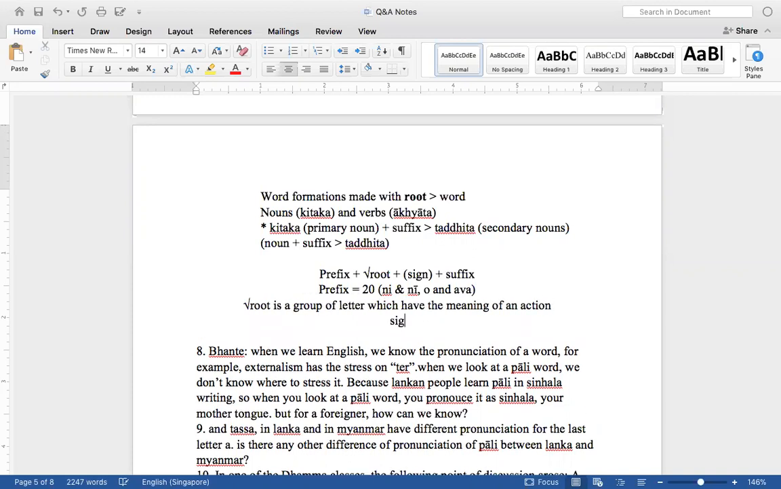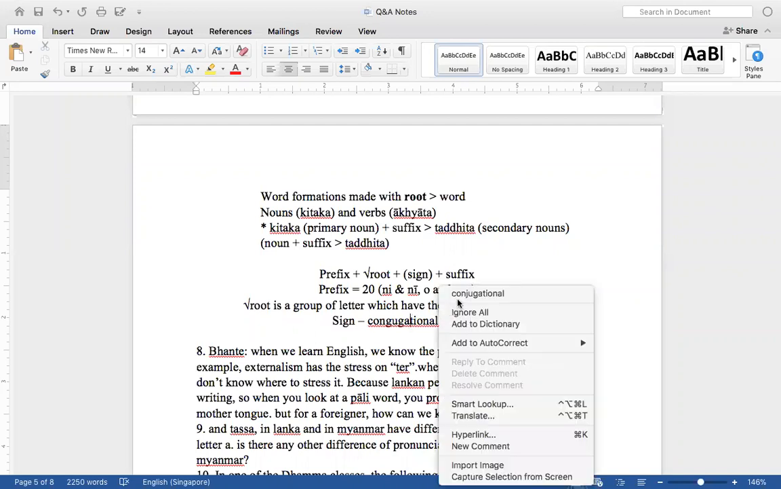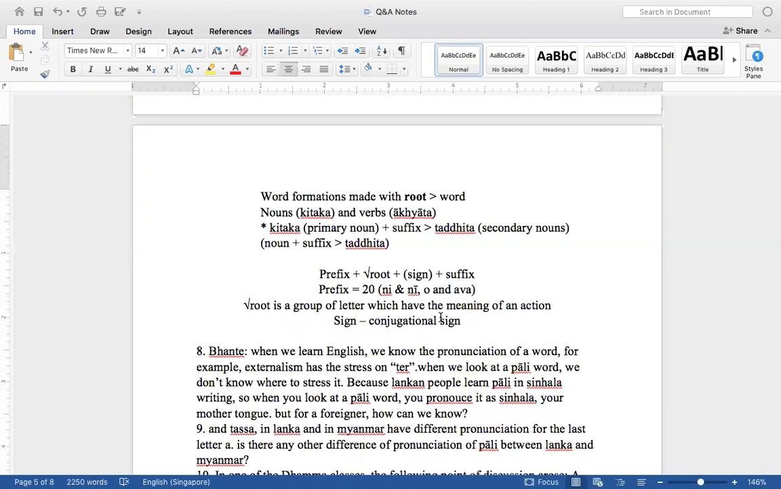Then we have sign. Sign is normally a conjugational sign, with no specific meaning. Normally we use it for the verbs. Sometimes even for the kitaka, we have some conjugational signs. Conjugational signs means something added in between the suffix and the root. This is the main basic structure, suffix and the root.